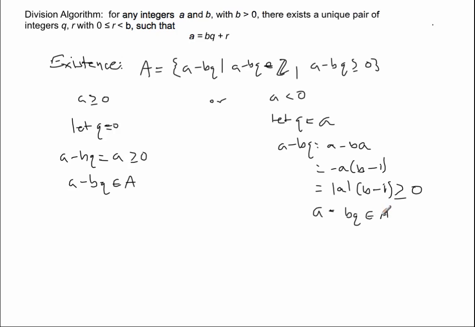Okay, so regardless of whether a is positive or negative or 0, we can find at least one element, and there certainly are more, but we had to prove that there is at least one element of this big set A which actually exists. Now, that does not prove the existence we set out to prove. That only shows that our set, which we made up, has an actual element.